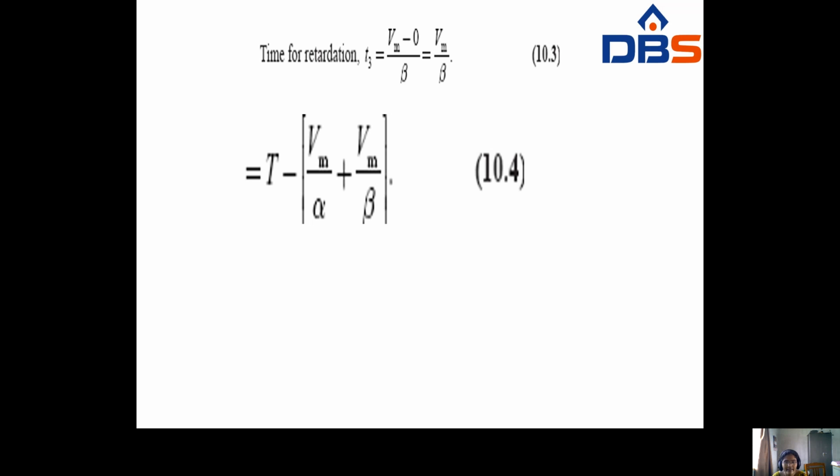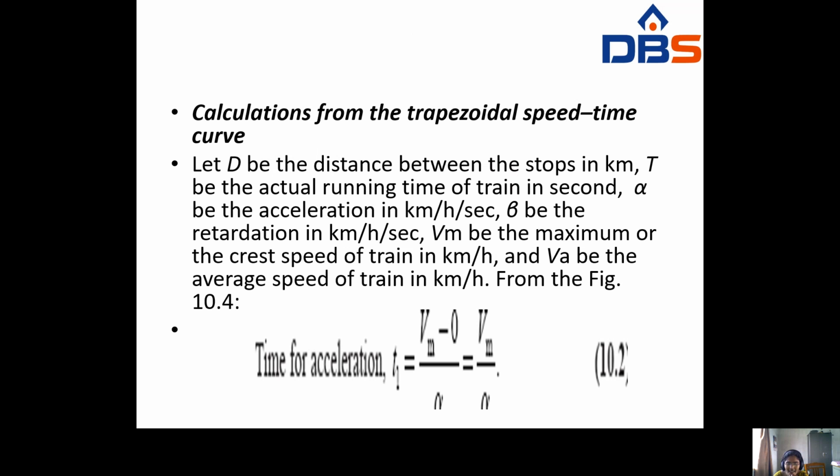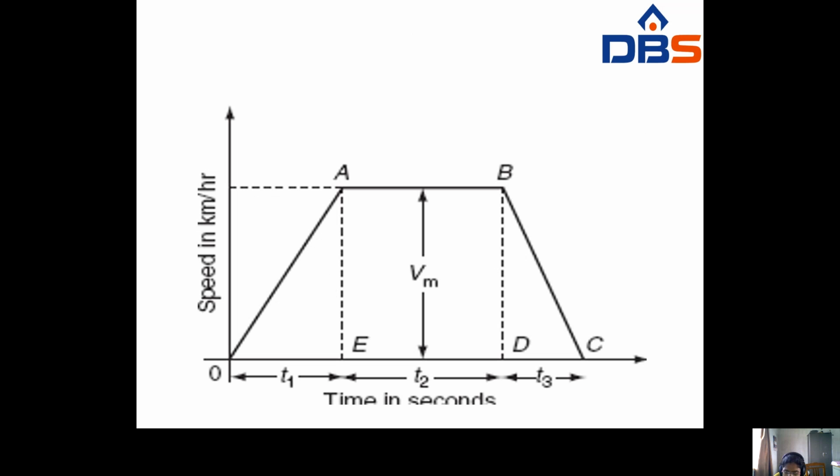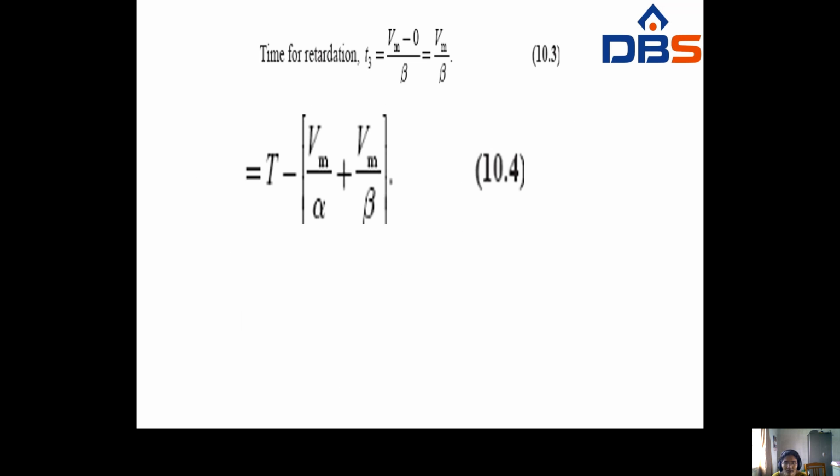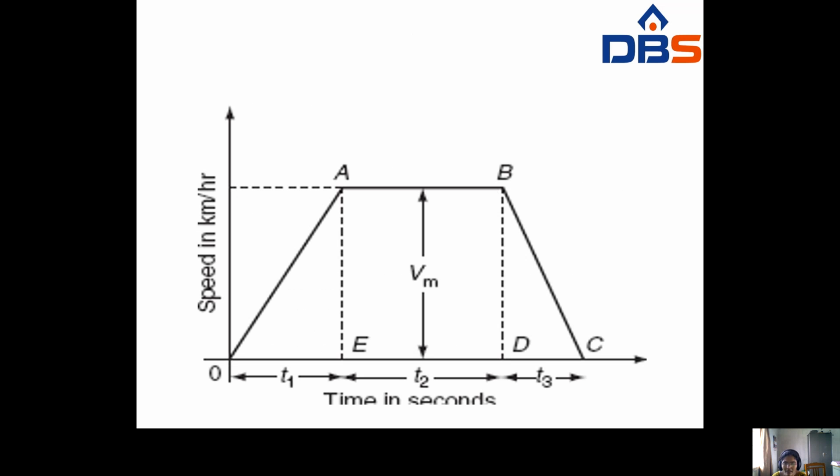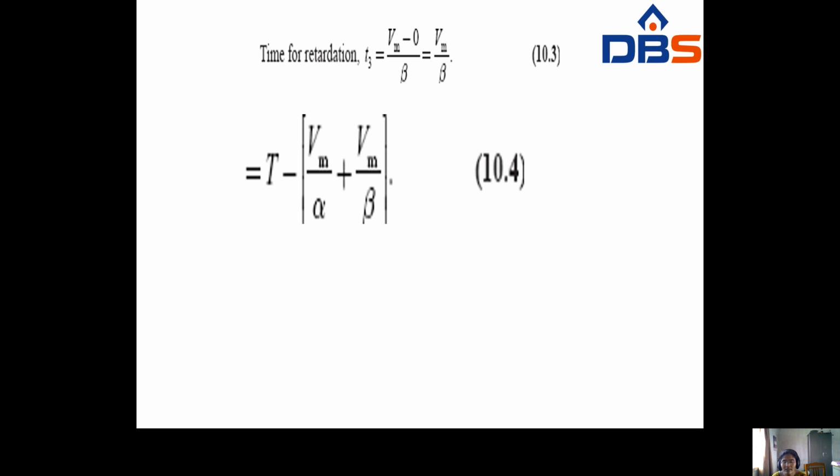Now, time for retardation, which is T3. In the T3 period, the train comes to the rest position, the braking position. The T3 value is given by Vm minus 0 by beta, which equals Vm by beta. Here Vm is the maximum speed, and when the train comes to rest, the speed will be 0. So finally T3 equals Vm by beta.